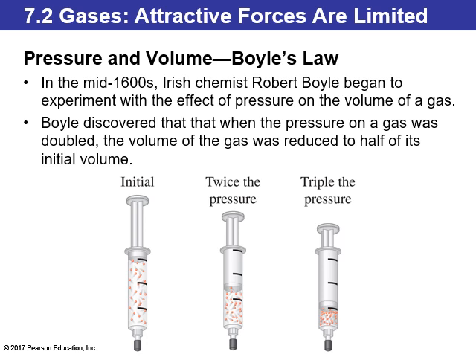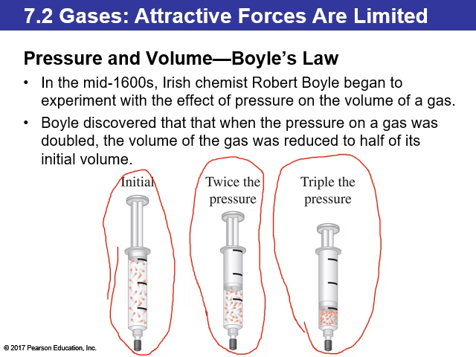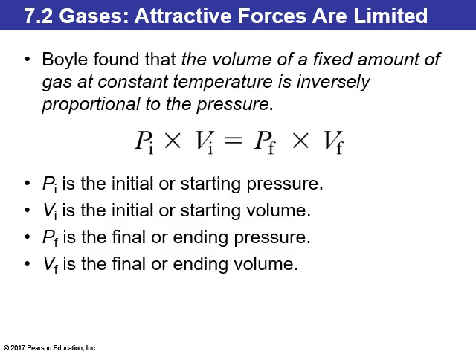And this is the example. If we start with a given amount of gas, and this would be at 1 atmosphere of pressure, if we cut the amount of space in half, you have twice the pressure now. Those molecules are banging against the wall twice as often because they have less room. They have half the space to bounce around in. So you've just doubled the pressure. If you cut that in half again, you've tripled the pressure. So they are inversely proportional to one another.